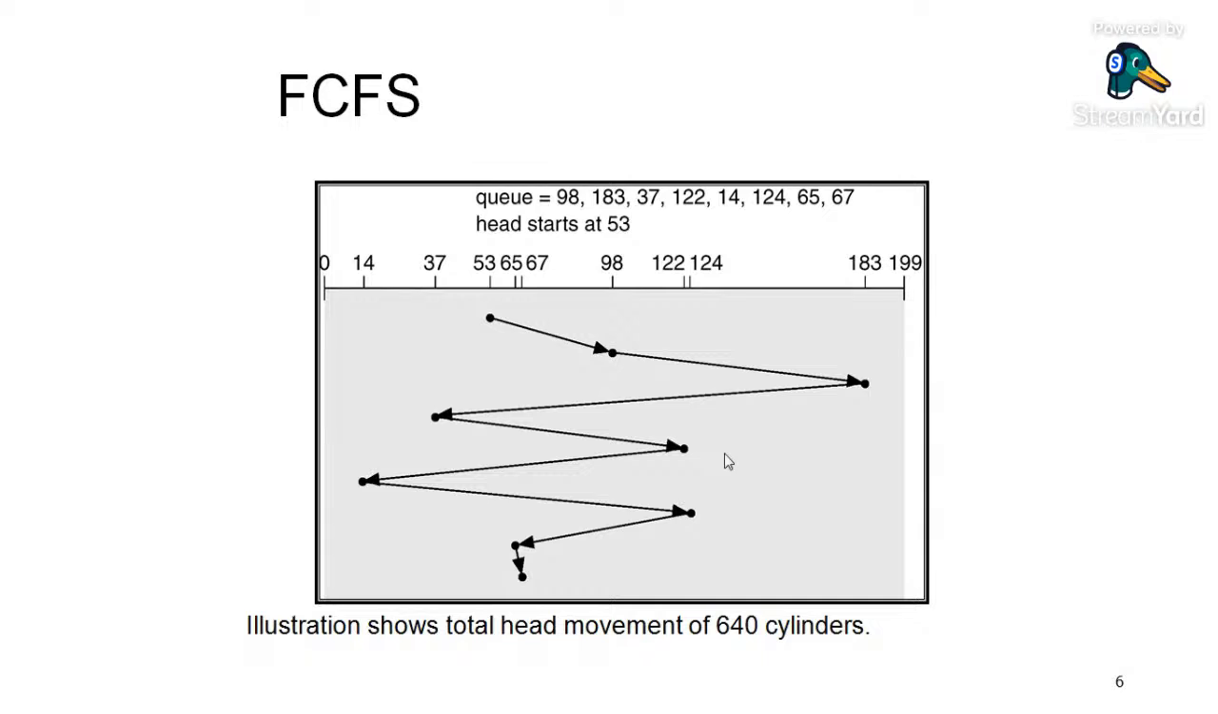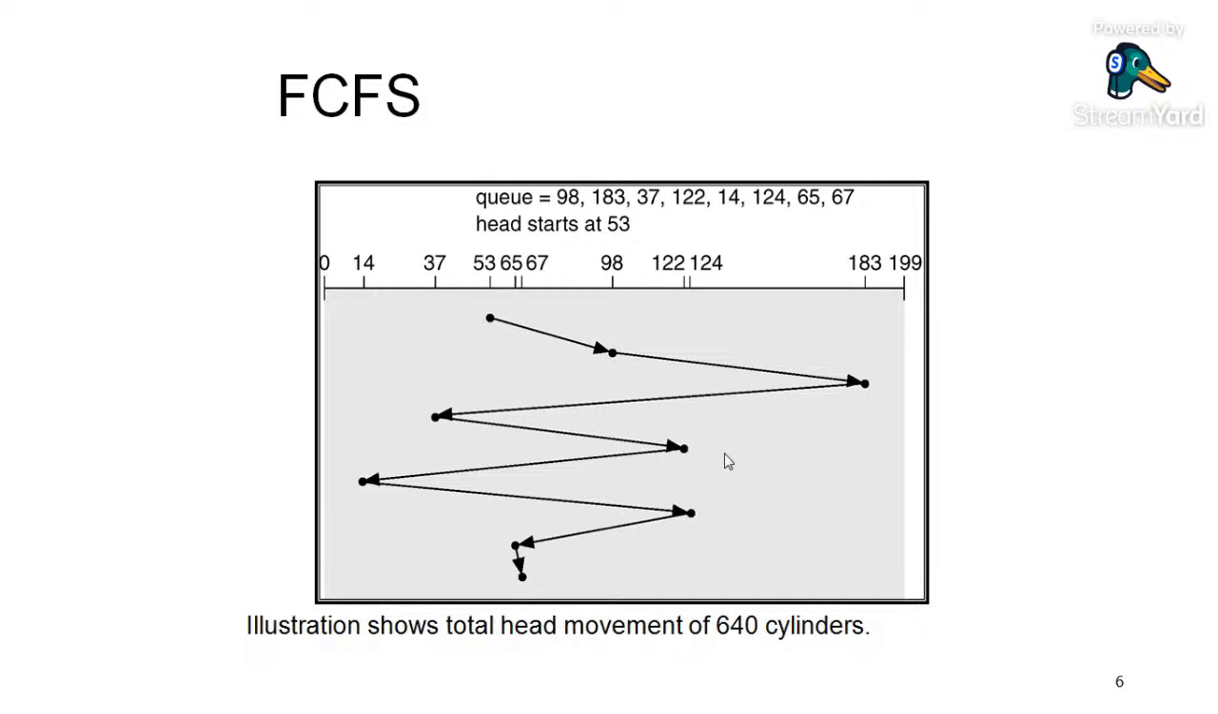Likewise, if you see the queue from 98 to 67, as far as the first come first serve algorithm is concerned, it is going to serve all the requests as per the queue. So finally it is going to serve 65 and then 67. Now if we calculate the total head movement in terms of cylinders, how do we calculate it?